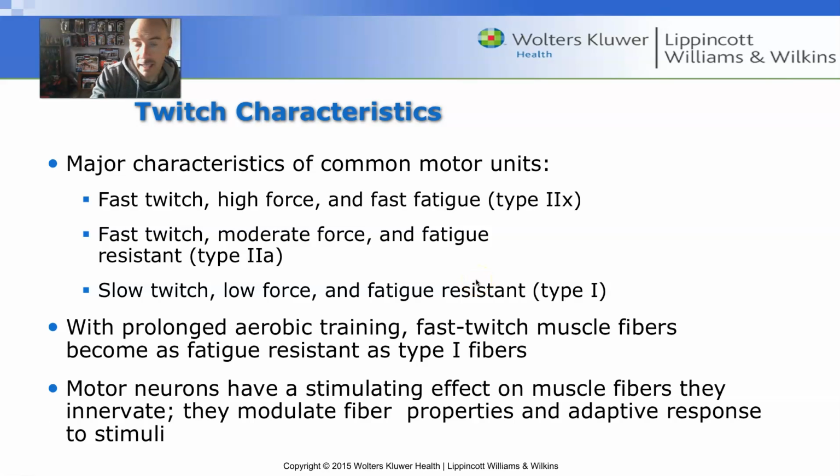Now, that kind of jumps back to that whole motor unit recruitment idea. If we're doing an activity that requires type 1 muscle fibers, we're only going to recruit the type 1 motor units. There's no reason for us to use the type 2X motor units for activities that don't require those types of muscle fibers.